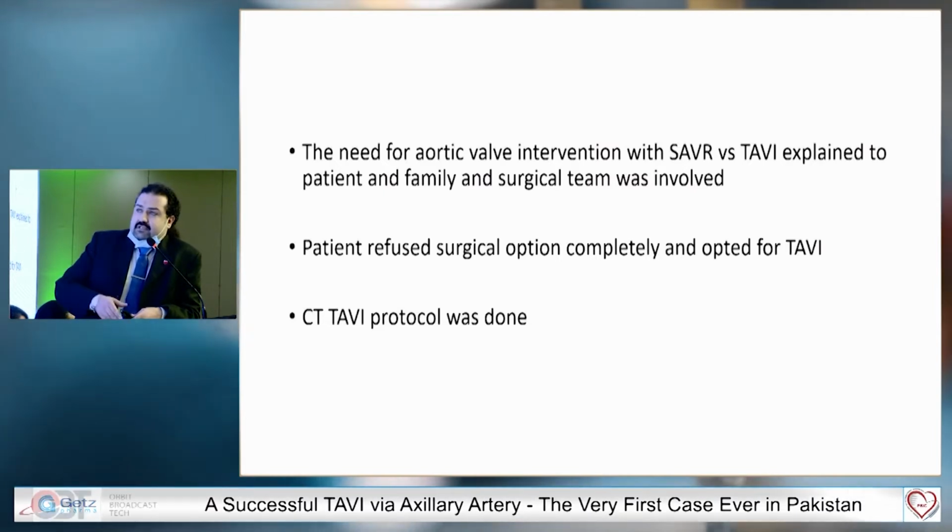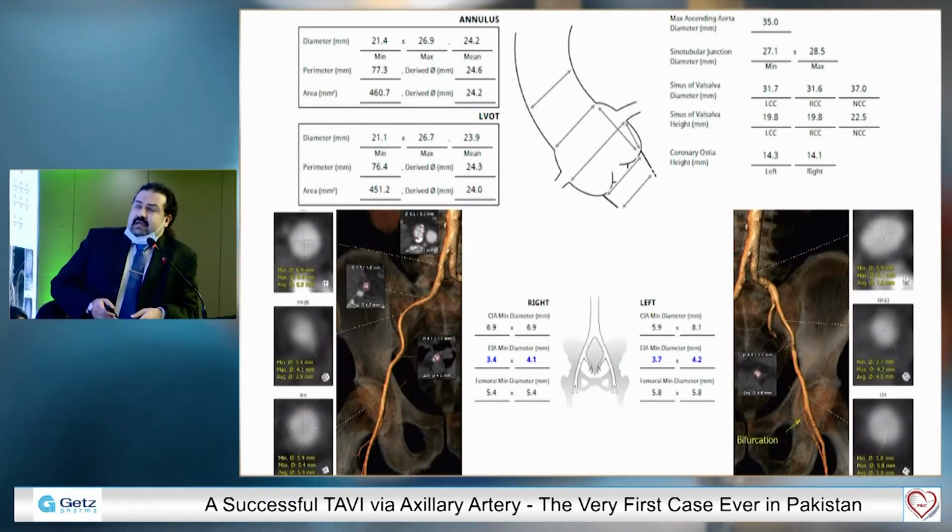We have called our surgeon on board as well. It was discussed, and the patient has expressed his complete rejection of the surgical option, and he has opted for TAVI. So for that, we have gone ahead and got the CT TAVI protocol done. So a lot of information over here. I'll just make it short.